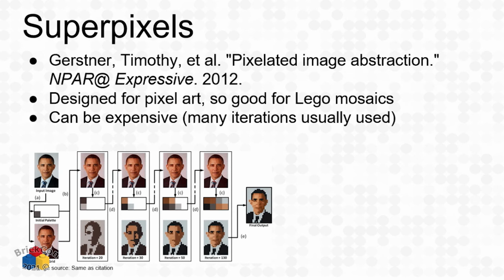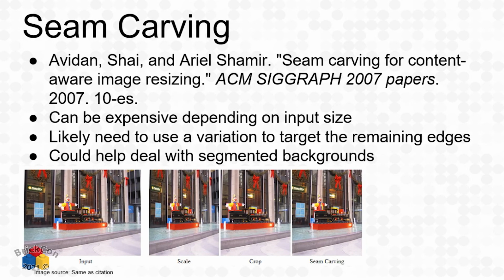This was a fairly recent paper. Actually, no, it's 2012. Interesting. But there's a paper about this where it basically builds a pixelated image from the ground up. They use it for pixel art and stuff, but it's once again applicable to Lego mosaics. Downside is it's expensive. And the final thing is seam carving.